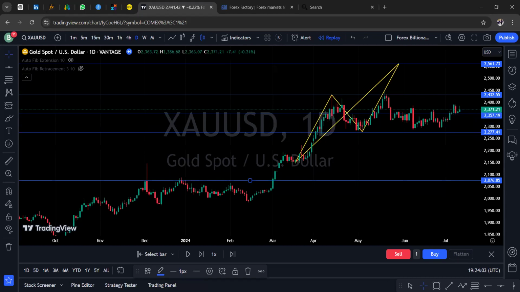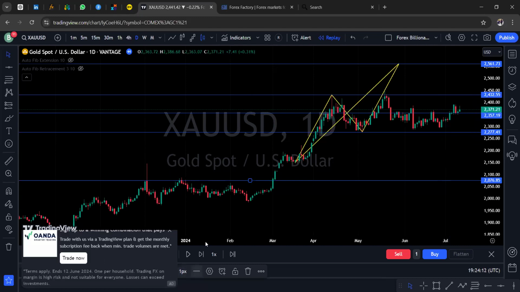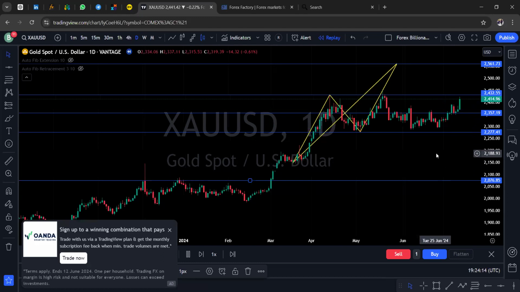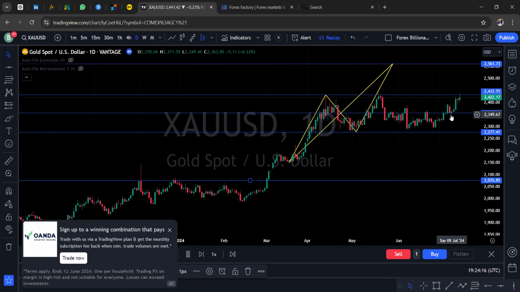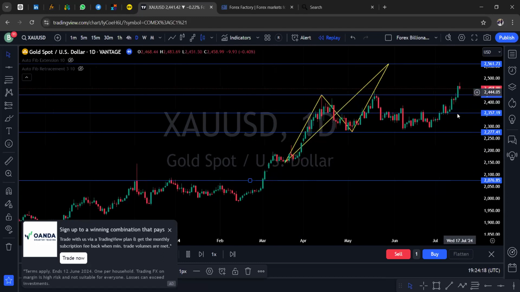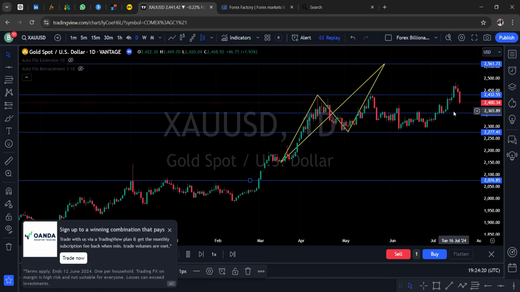Then boom, this candle happened. This one happened, price broke, you wait for a retest, and you buy comfortably to the next place. So let's play it and see what happened. And what happened? Price got to the place, broke it up, came back.